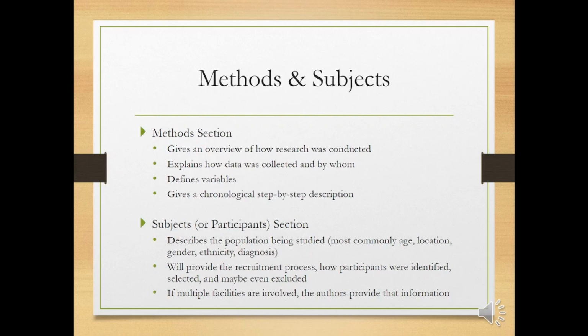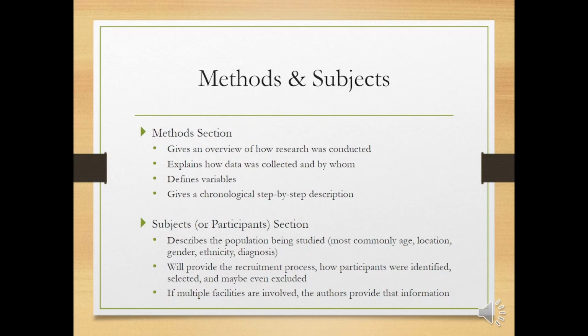Finally, you will provide a chronological step-by-step description of the entire research process from start to finish. Subjects, or sometimes labeled as participants, is where you will describe the population being studied. Most commonly, you will focus on age, location, gender, ethnicity, diagnosis, those types of things. And they can be more than one of those as well.